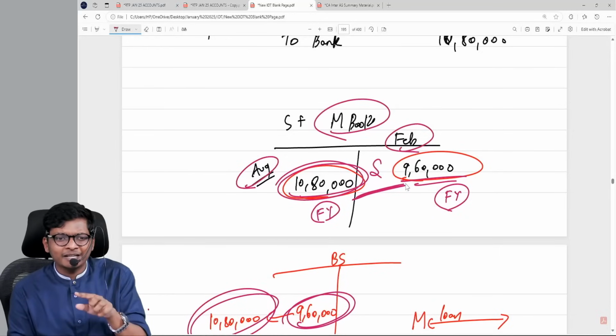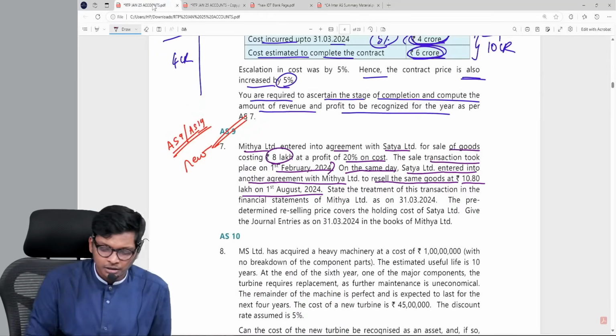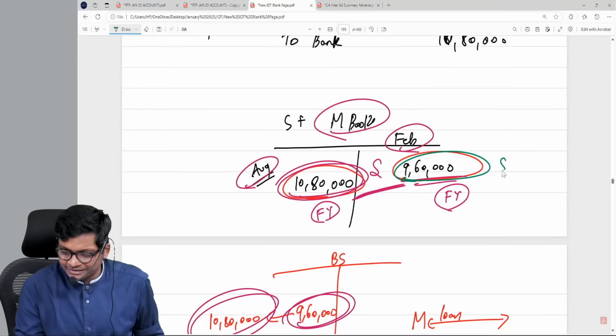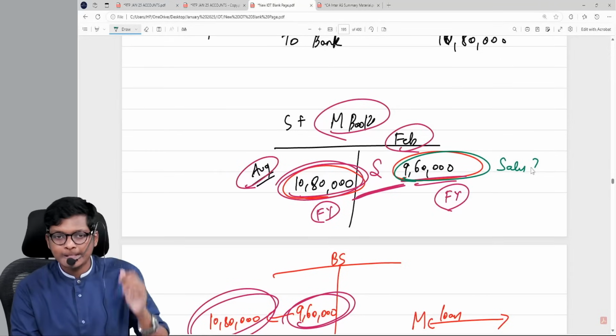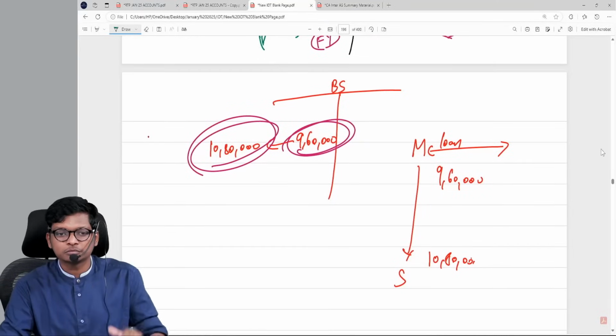Are the goods going out and coming back? All this you will do in audit. Now come to accounts. That means, you tell me, guys, finally, can I show this 9 lakh 60 as sales? No. Can I show this as purchase? No. I have to treat this like a loan.